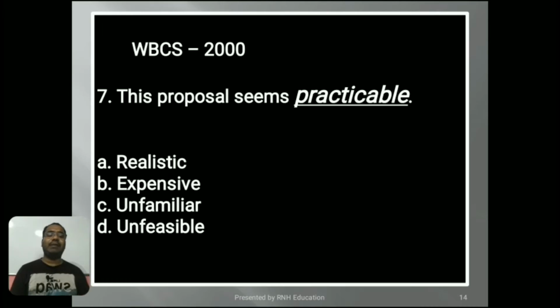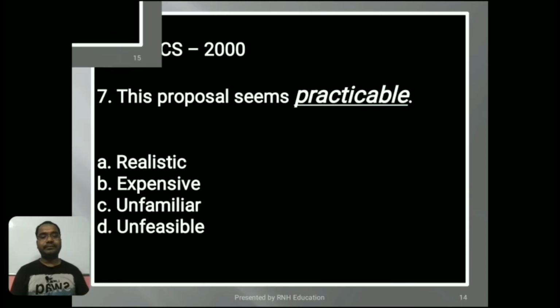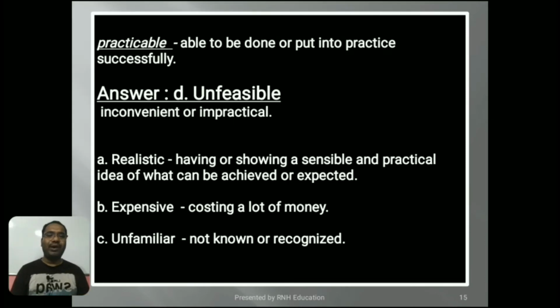The next questions have been taken from year 2000, and the question number is 7. This proposal seems practicable. Options are A realistic, B expensive, C unfamiliar, D unfeasible. Now check the solution. At first take the word practicable. Practicable means able to be done or put into practice successfully.